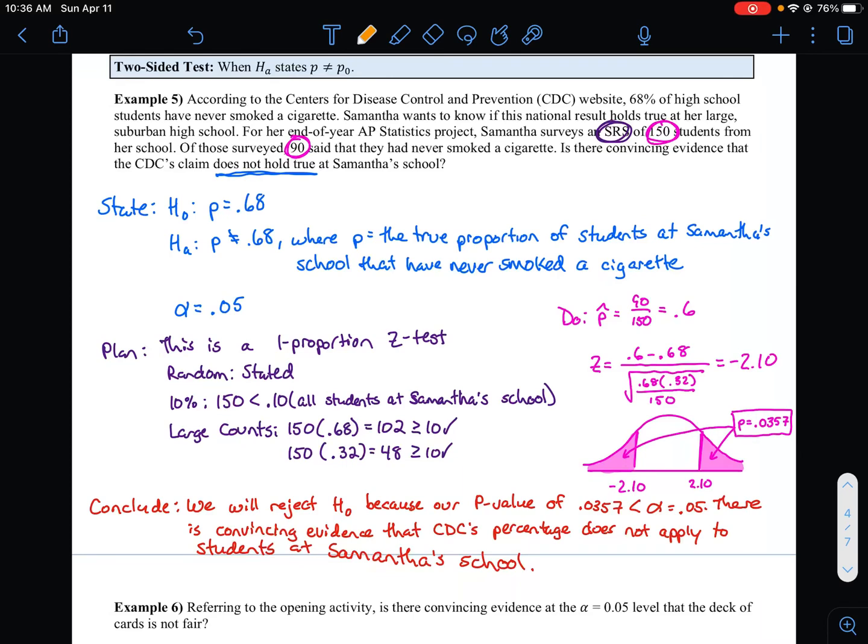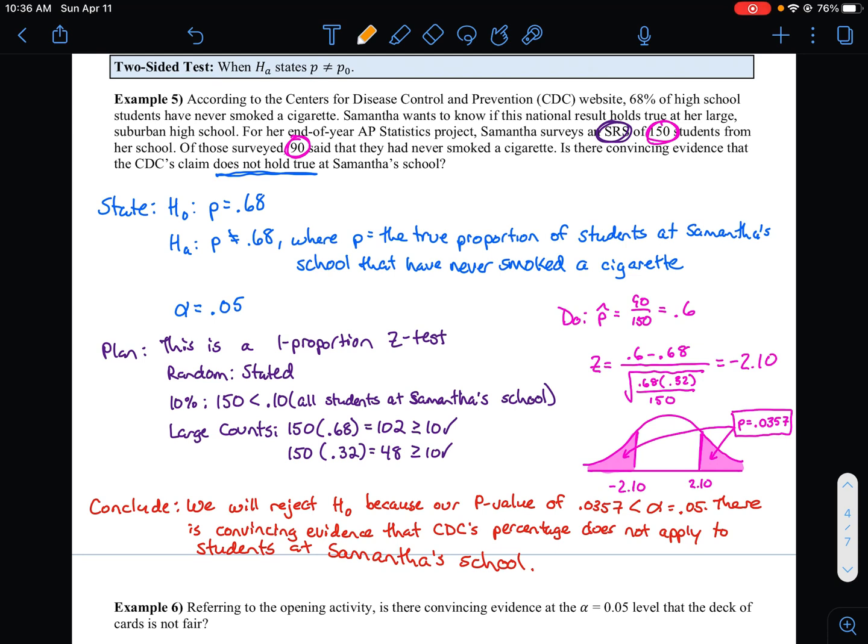Hey everybody, welcome back to the finishing of the 9.2 notes. In the last example that we did in class, we talked about the CDC's claim that 68% of high school students have never smoked a cigarette. And we went through the sample data from Samantha's high school, and we completed the significance test, and we can see all of that work above.